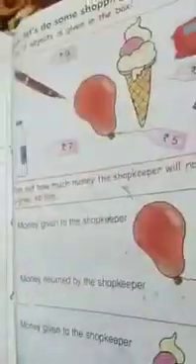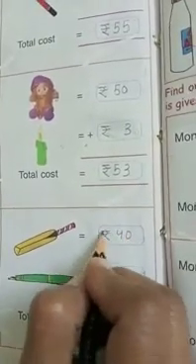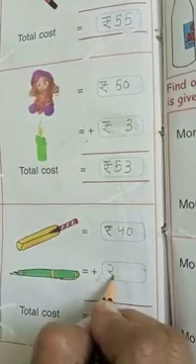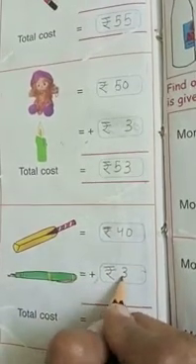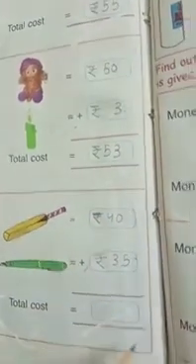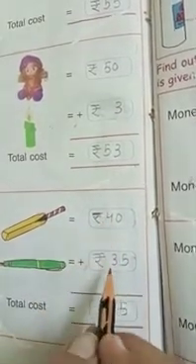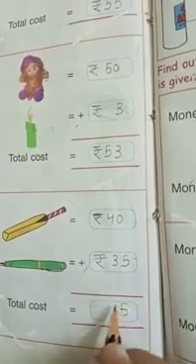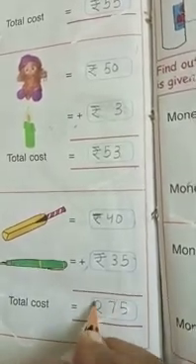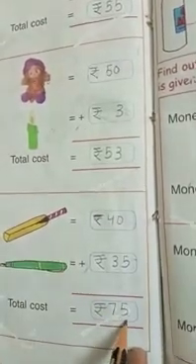The cost of bat is 40 rupees and the cost of pen is 35 rupees. Clear? Now 5 plus 0, 5 and 4 plus 3, yes, 7. Rupees 75. The total cost of bat and pen is rupees 75.